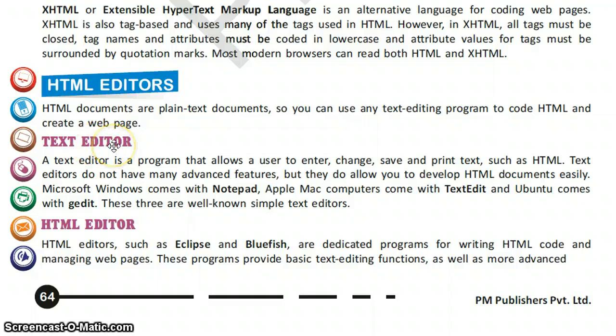First is the text editor. This is the basic type of HTML editor. It allows us to enter the text and to change the text, and they have no advanced features, but yes, a person can use it and give the specific tags and text to create an HTML document. For Microsoft Windows, we have Notepad as a text editor. For Apple Mac computers, we have TextEdit for writing HTML code, and for Ubuntu, we have Gedit.